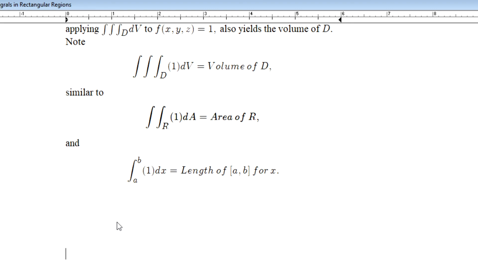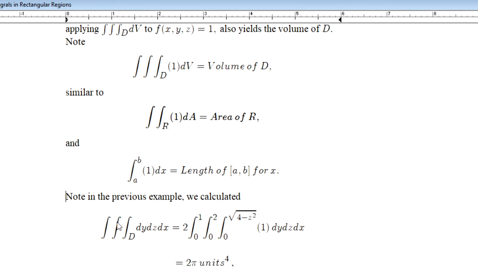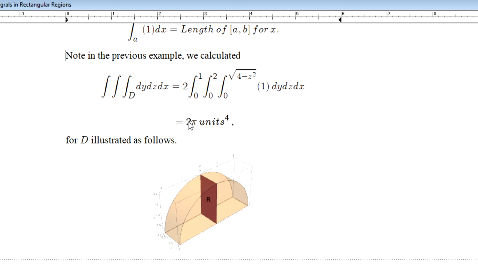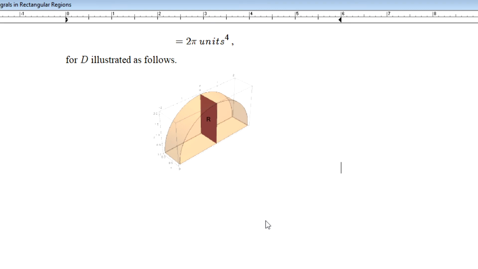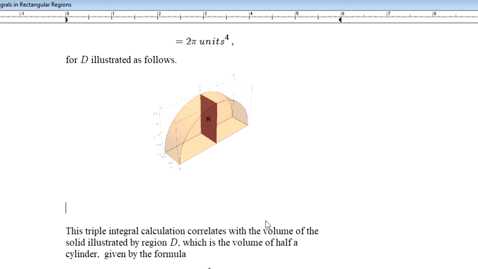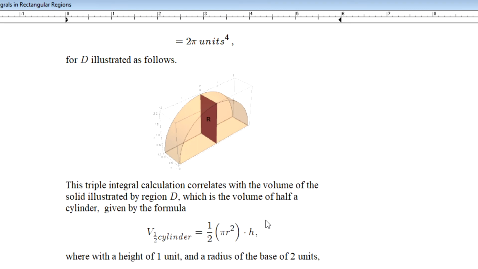And when we think about our previous example, note that in the previous example we calculated this, which was equal to 2 pi units to the 4th power, when we considered its hypervolume interpretation. But as we had noted above, this is also the volume of D. It's the volume of all this space, where the volume of all this space would actually be 2 pi units cubed. We get 2 pi units cubed because the hyper height, we had said, was equal to 1 unit.